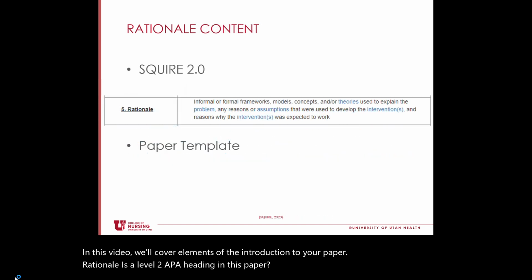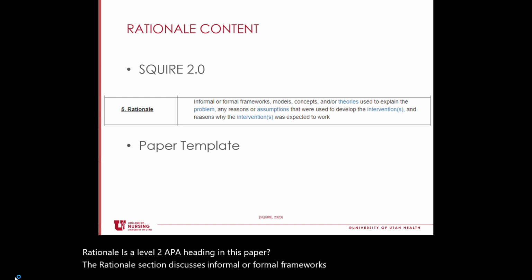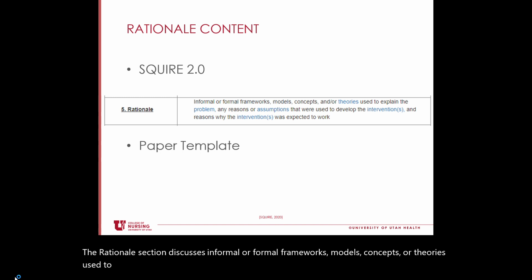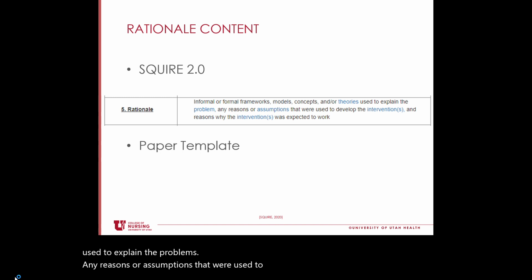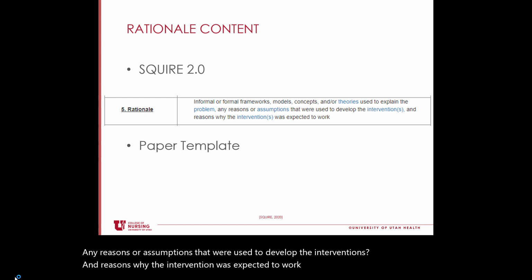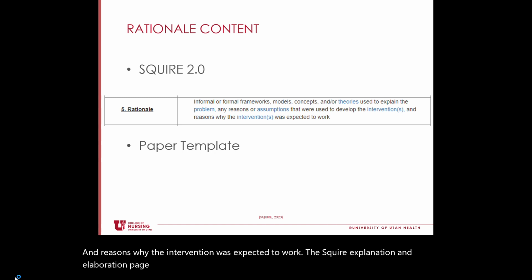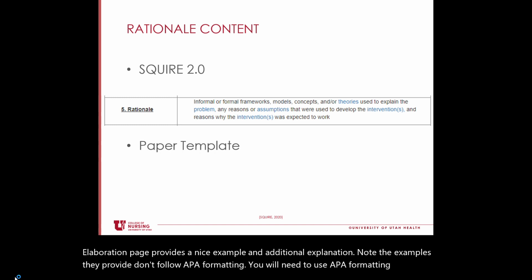The rationale section discusses informal or formal frameworks, models, concepts, and/or theories used to explain the problems, any reasons or assumptions that were used to develop the interventions, and reasons why the intervention was expected to work. The Squire explanation and elaboration page provides a nice example and additional explanation. Note the examples they provide don't follow APA formatting. You will need to use APA formatting for this paper.